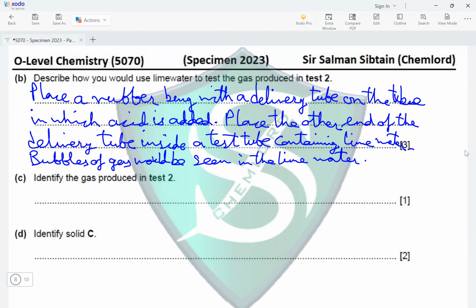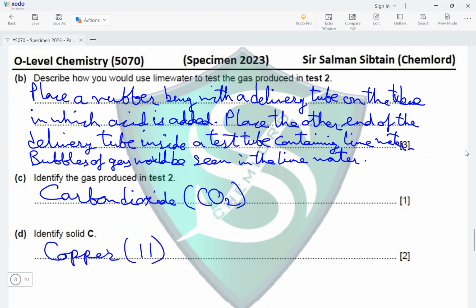Okay, part C. Identify the gas produced in test 2. This gas is carbon dioxide. We can also mention its formula, CO2. And the next part asks us, identify solid C. So solid C, we have concluded that it contains a carbonate ion and it contains copper ion. So in all likelihood, this is copper(II) carbonate. We can also include its formula as CuCO3.